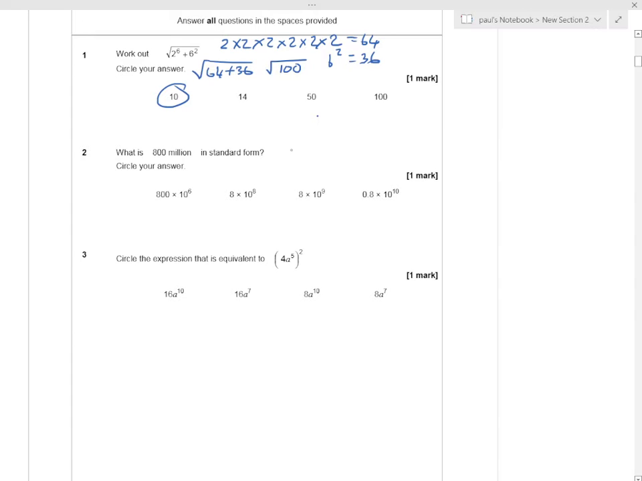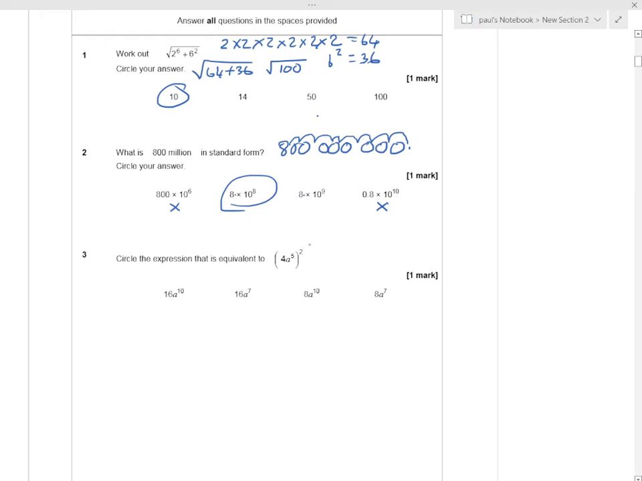800 million in standard form. So let's write 800 million as a number. Now, standard form has got to begin with a number between 1 and 9.999, between 1 and 10. So that's no good because that's 800. That's no good because it's 0.8. So it's one of these two. So take your decimal point, which is going to go after the 8, and then count 1, 2, 3, 4, 5, 6, 7, 8. 8 jumps to get right to the end, which is 800 million, and it's 8. So it's there.